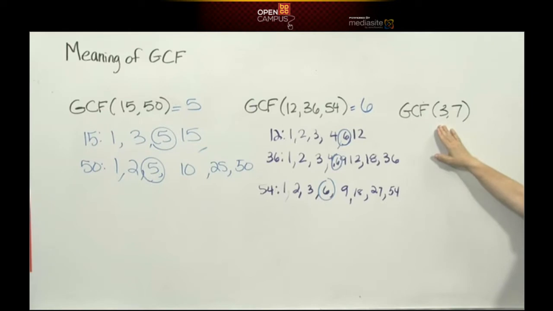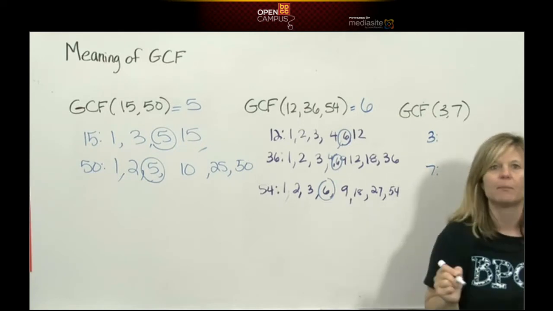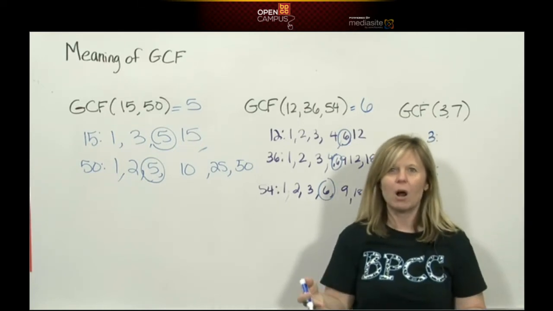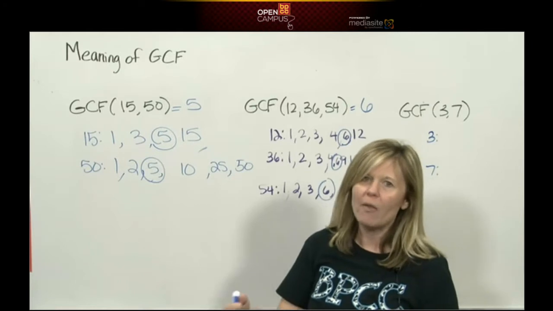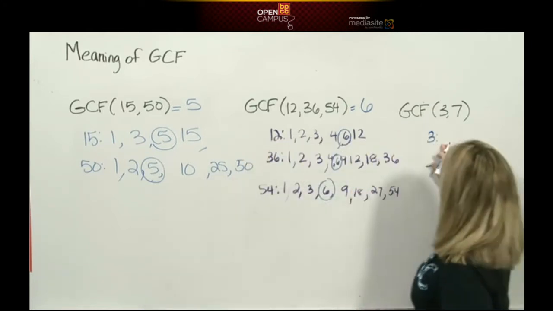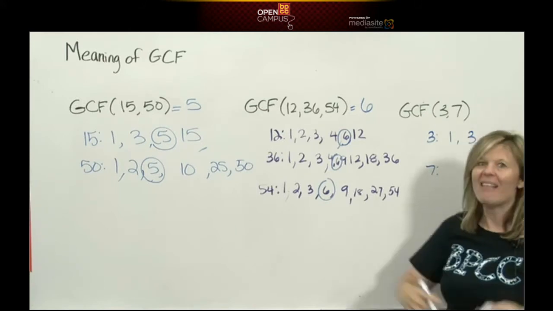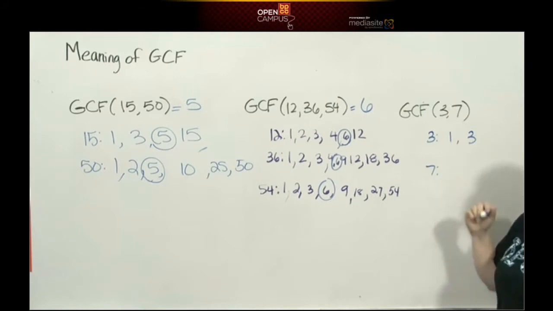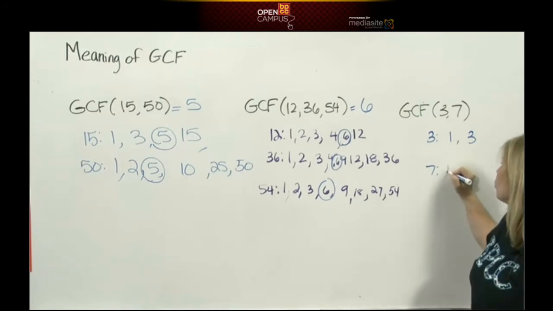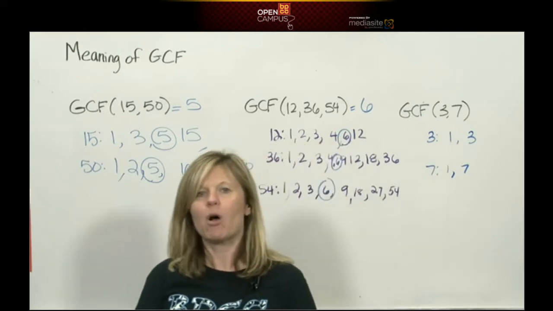Our last one. What is the GCF of 3 and 7? Well, you guys should remember 3 and 7 have a special name. If you remember, they're called prime numbers. Now, do you know why they're called prime? Well, let's think about what their factors are. What can you multiply to 3? Well, it's 1 times 3, and that's it. What multiplies to 7? Well, it's 1 times 7, that's it. And that's your definition of a prime number.